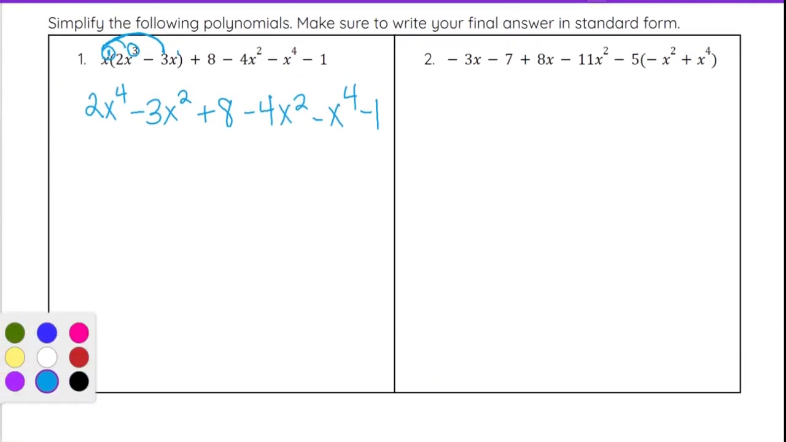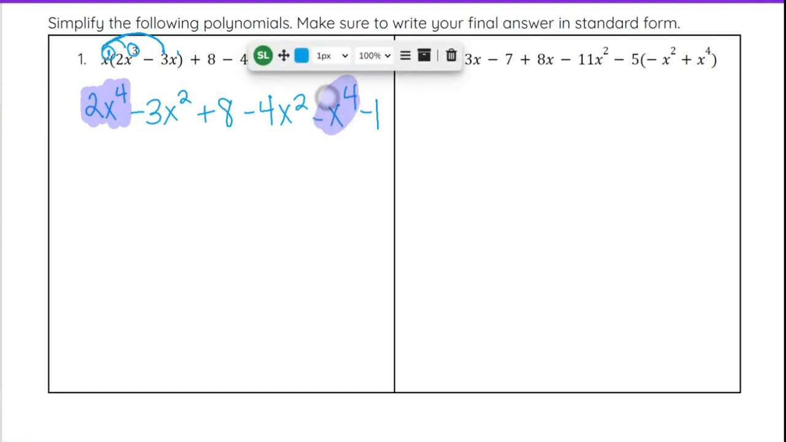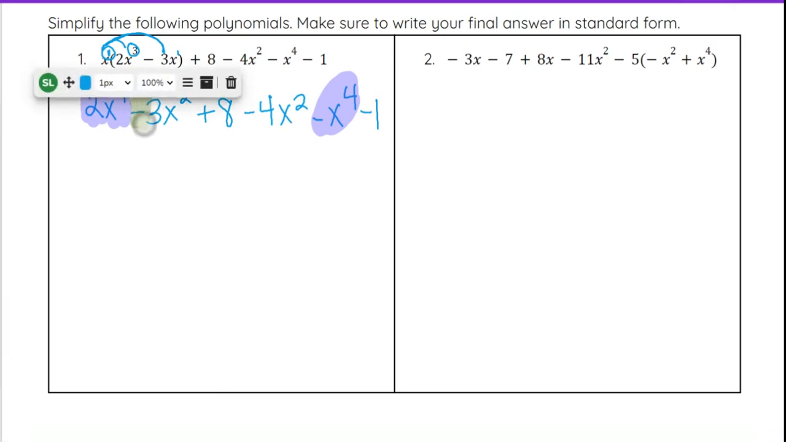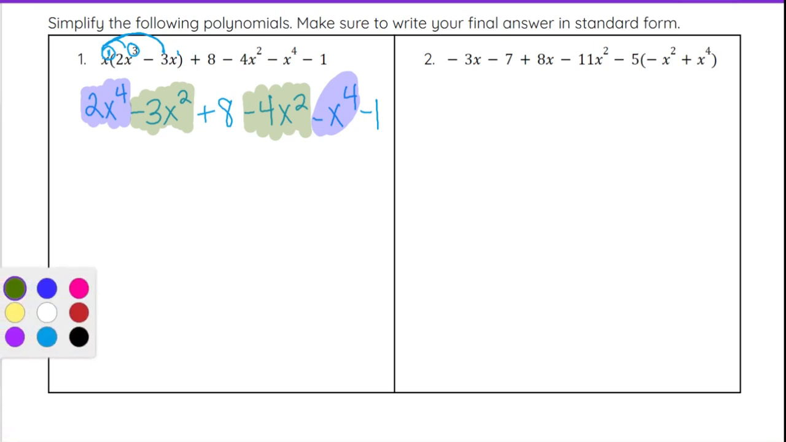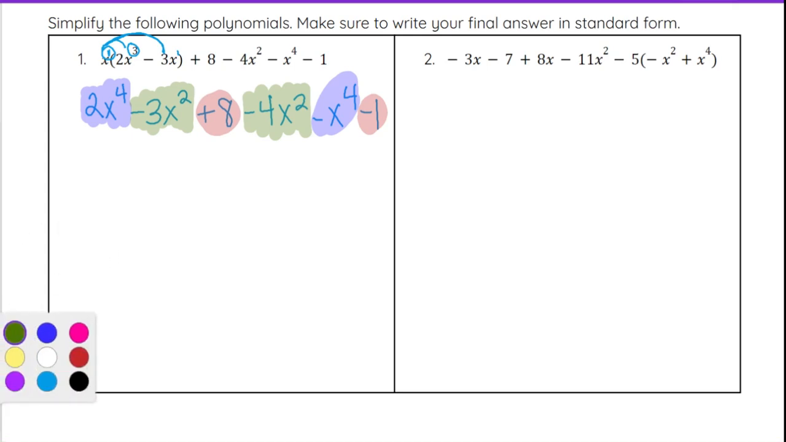So let's take a look then at what we do from here. We've already distributed, and our second step here is going to be to combine like terms. So I see this x to the 4th and this x to the 4th term. So 2x to the 4th and negative x to the 4th will be like terms. Then we have negative 3x squared and negative 4x squared, that will be like terms. And then our constants here, 8 and negative 1, those are like terms.